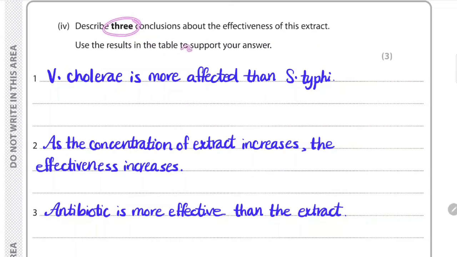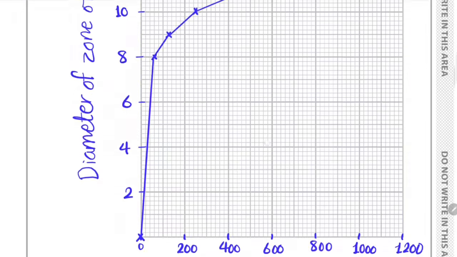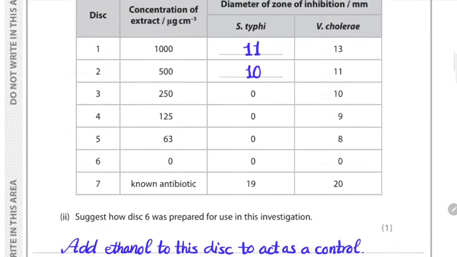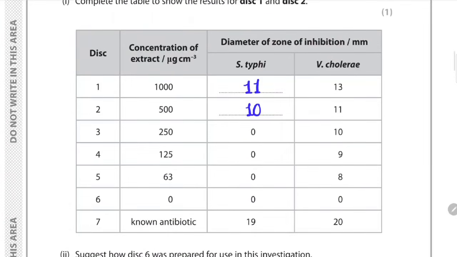Describe 3 conclusions about the effectiveness of this extract and use the results in the table. Make sure to use the guide they give you in one sentence below the main question. It asks us to use the results in the table, so that's what I actually should use. Okay, the table, I'm going to get back to the table. And I can see that V. cholerae is generally more affected, while the S. typhi is only affected for these 2 concentrations.